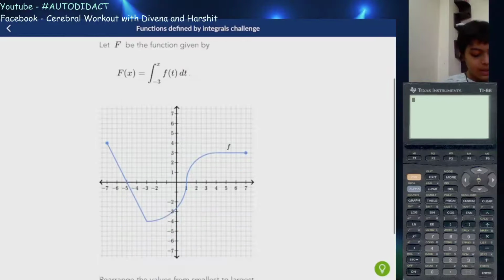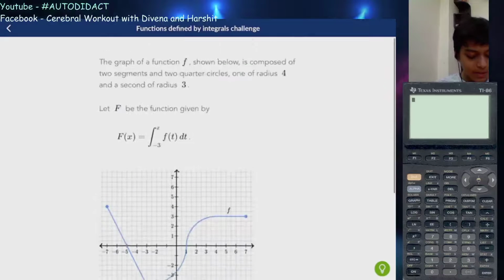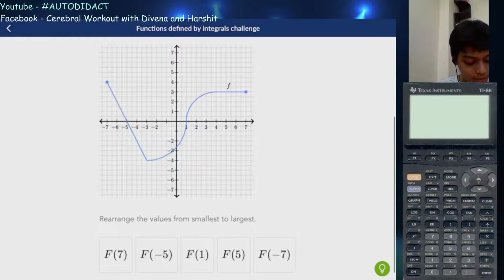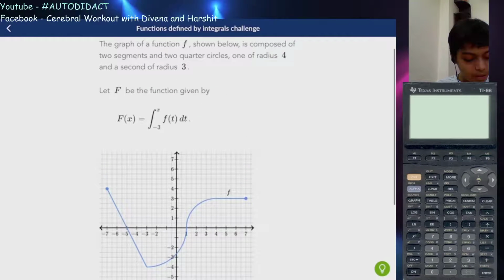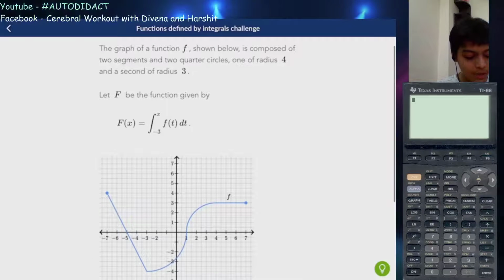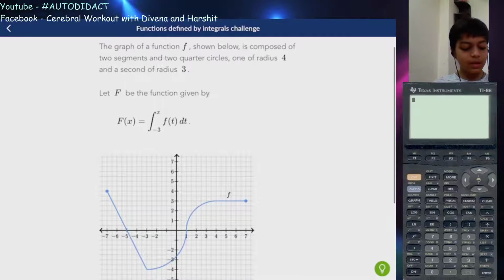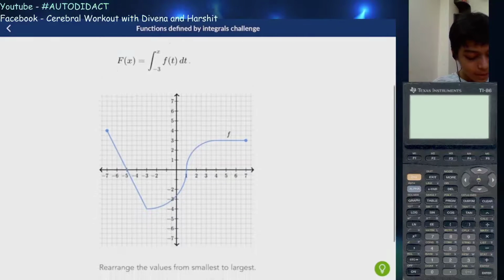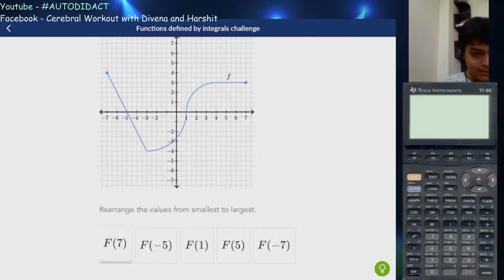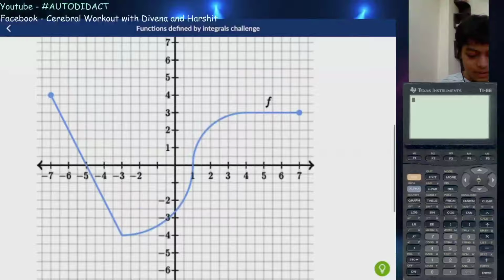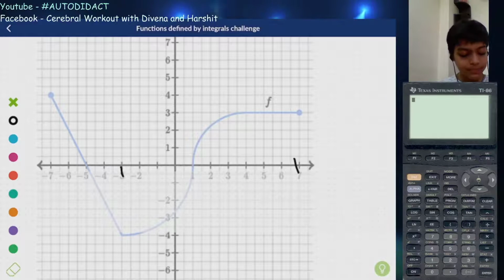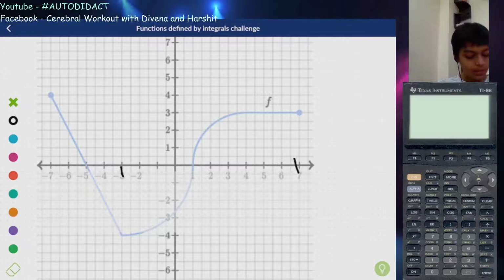Let's just see at -3. -3 is not given, so we want to start at -3. The graph is composed of two segments and two quarter circles. Let F be the function given by capital F of x equals the integral from -3 to x. Let's first see this value, F of 7, from -3 to 7, from here till here. What is the area going to be equal to?